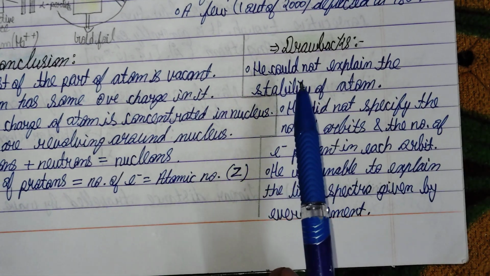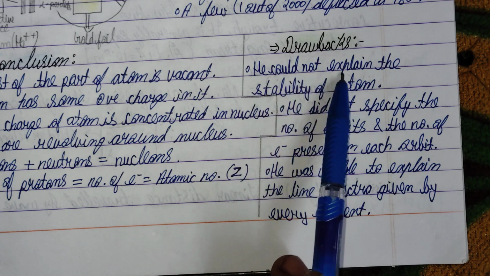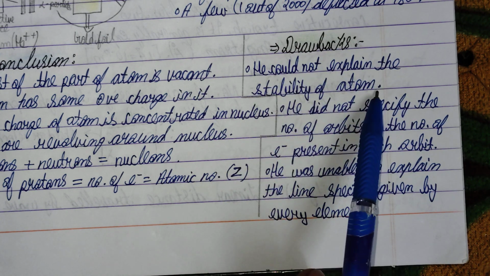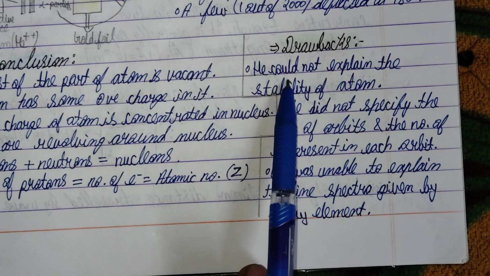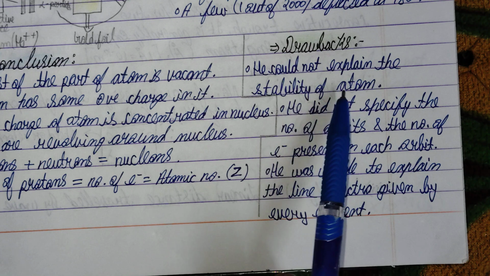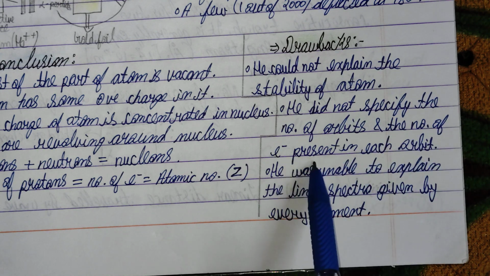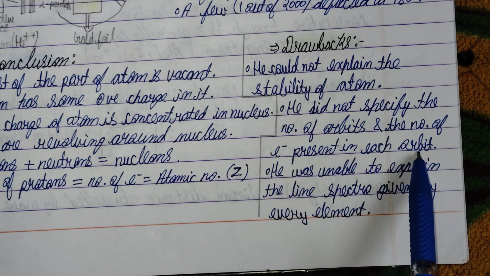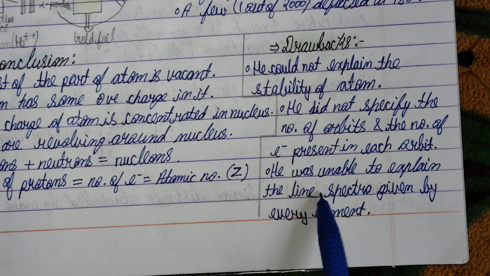Disadvantages or drawbacks: he could not explain the stability of the atom. So Rutherford did not explain the stability of the atom. Second, he did not specify the number of orbits and the number of electrons present in each orbit. Third, he was unable to explain the line spectra given by every element.